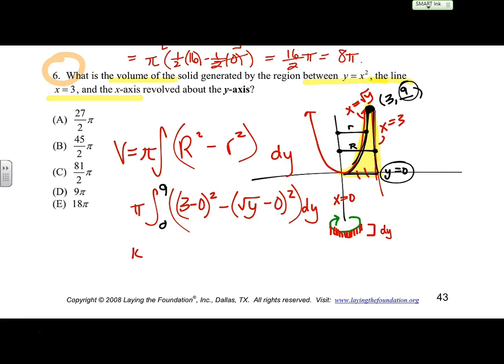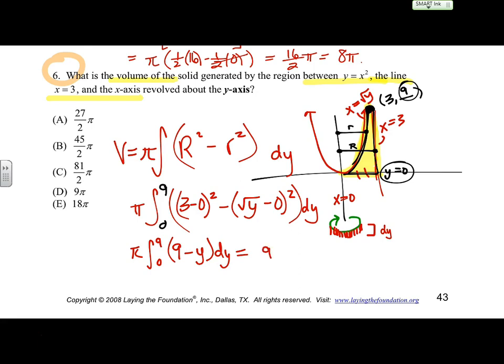Now the name of the game is solve. 0 to 9 of 9 minus, hey, square root squared. Isn't that just y? Life got easier real quick. How do we solve a definite integral? Integrate, then plug in. Integrate, then plug in.